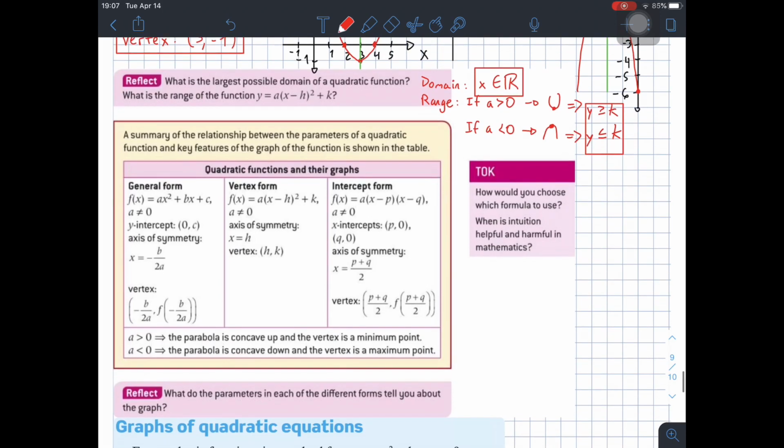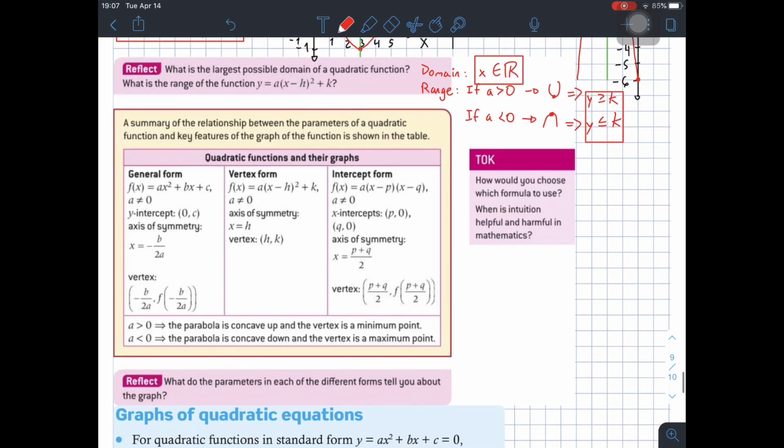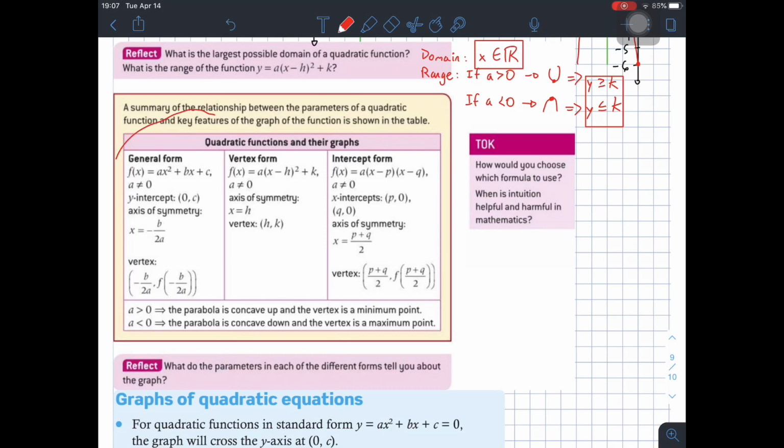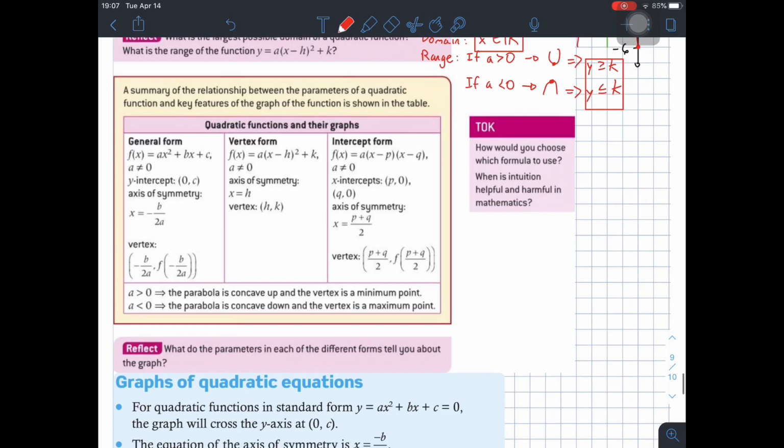Okay, finally, the summary. It says, a summary of the relationship between the parameters of a quadratic function and key features of the graph of the function is shown in the table. This is very important for you to remember, people, and this is not in the formula booklet, so you will have to learn this. If you really understand what each of the parameters represent, this is very easy.